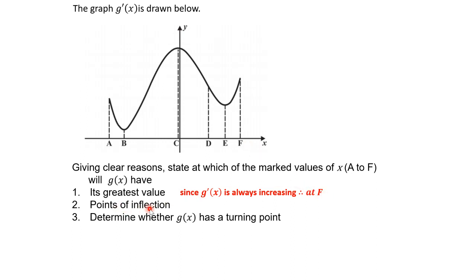All right, points of inflection. So the points of inflection would be where the second derivative is equal to naught. So that would mean the derivative of this. So that would mean the turning point of your g dash x. So that's at your B, C, and E.